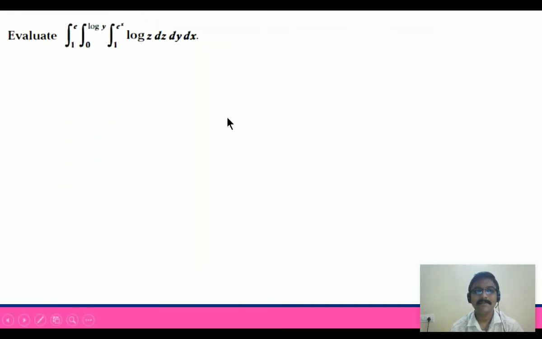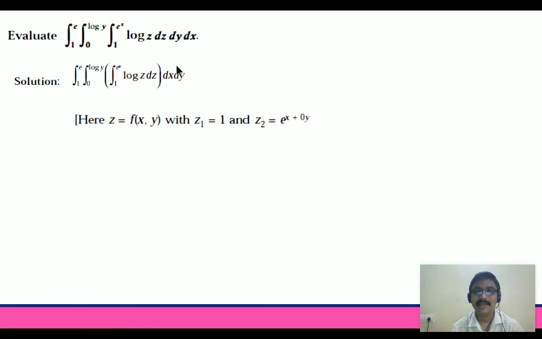Another problem. Evaluate integral 1 to e, integral 0 to log y, integral 1 to e power x, log z, dz, dy, dx. So here we have to apply the integration first with respect to z and then y and then x. The solution: while integrating with respect to z, we have to keep x, y as constant. So z1 limit is 1 here and z2 limit is e power x plus log y. So clearly z limits are here in terms of x, y.